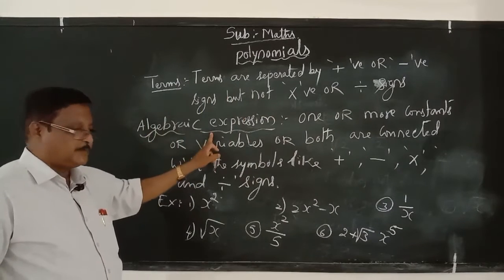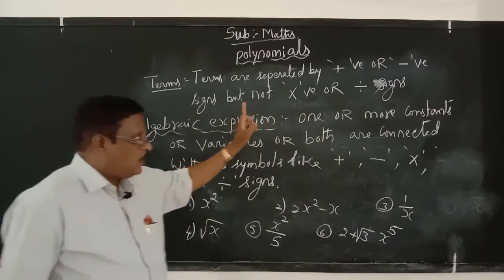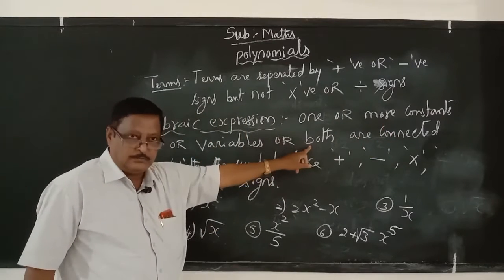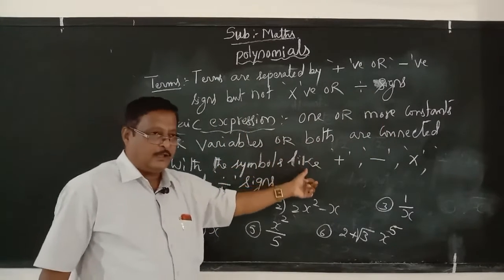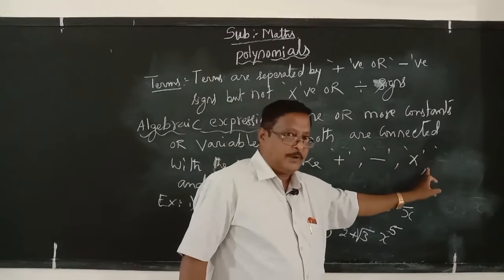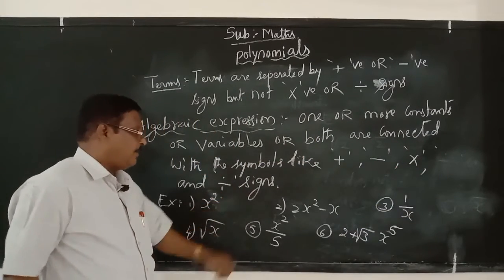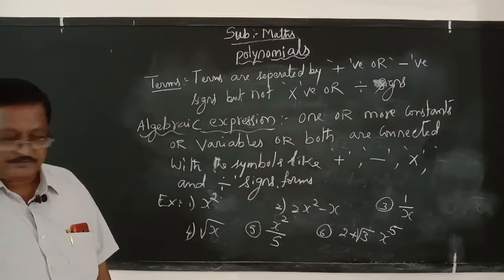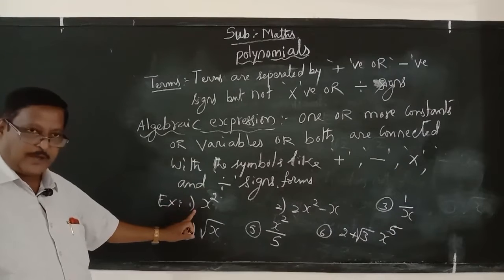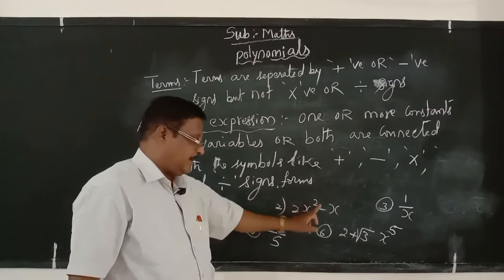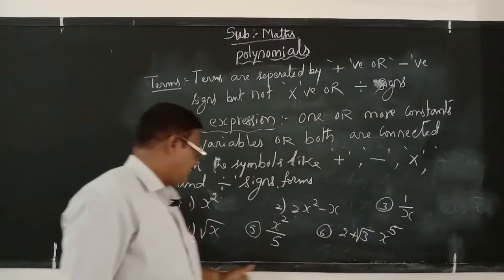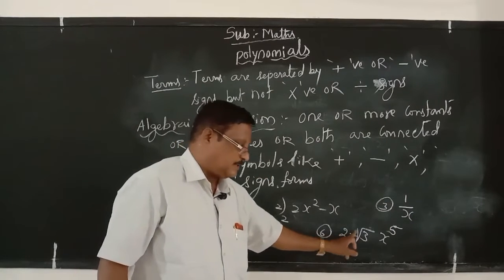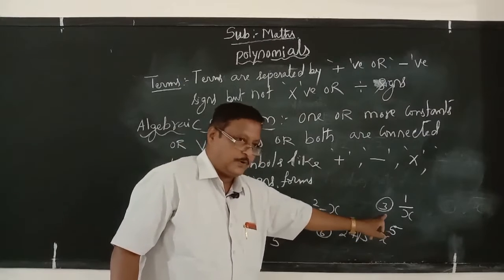Next, algebraic expression. An algebraic expression means one or more constants or variables or both connected with symbols like positive sign, negative sign, multiplication sign and division sign. Examples for algebraic expressions: number 1, x square; number 2, 2x square minus x; number 3, 1 by x; number 4, root x; number 5, x square by 5; number 6, 2 plus 3 square root of 3 x to the power 5.